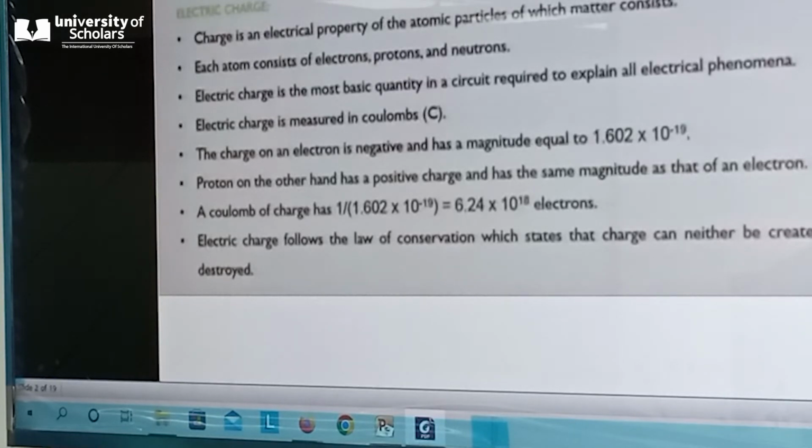So electric charge is the most basic quantity required to explain all electrical phenomena. You know that the electron is negatively charged and protons are positively charged.